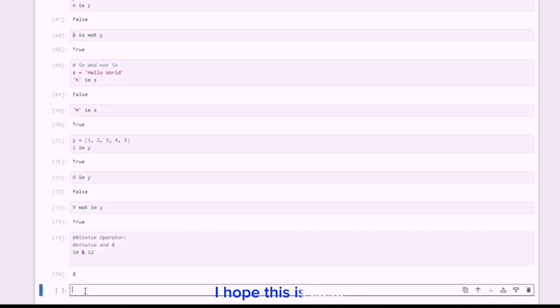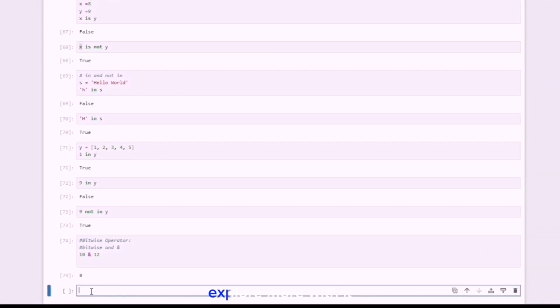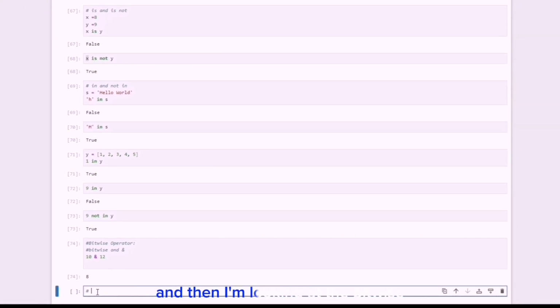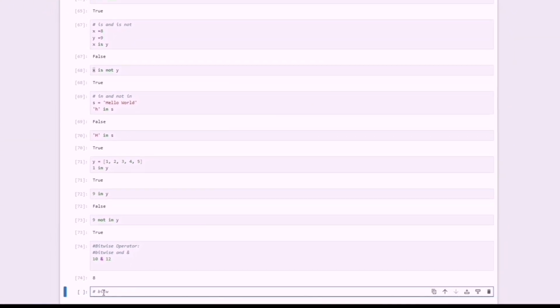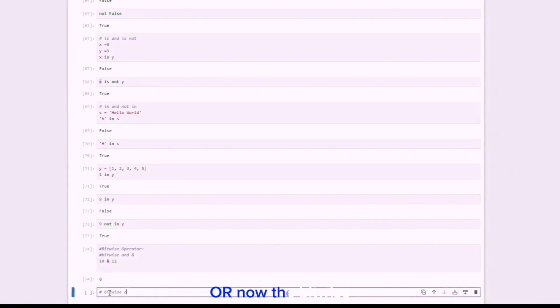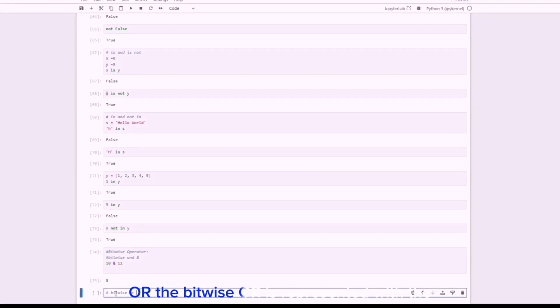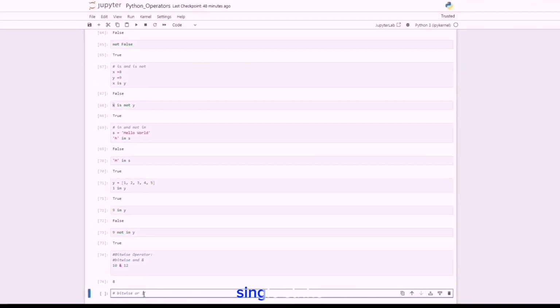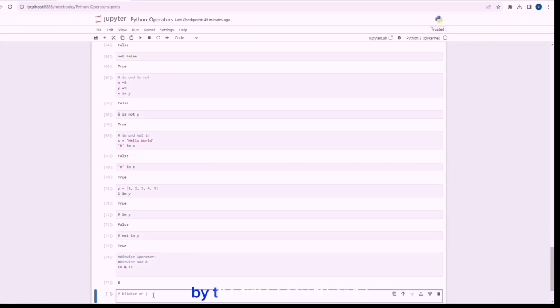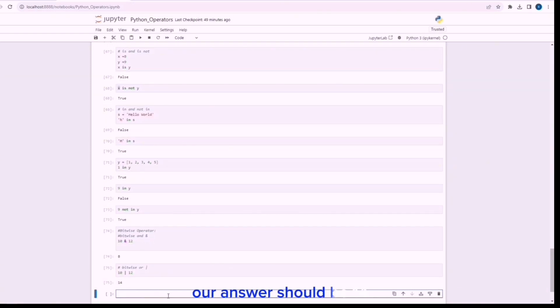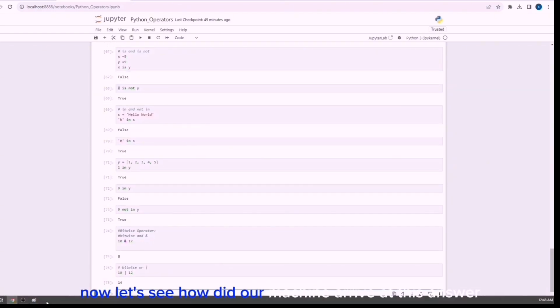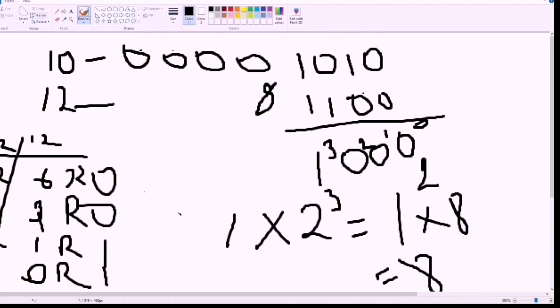So I hope this is clear. I want us to explore more with it, and then I'll be looking at the bitwise OR now. The bitwise OR is represented with the single strike. So by the time I say 10 or 12, our answer should be 14. Now let's see how our machine arrived at this answer.